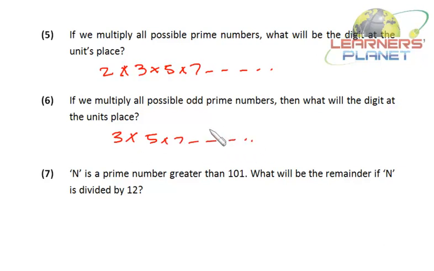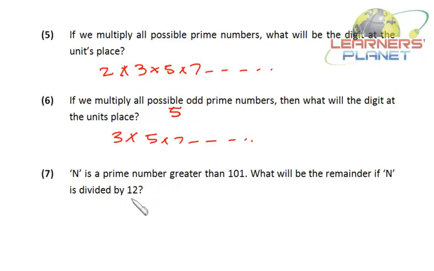Definitely, friends, in the entire sequence, all the prime numbers will definitely be odd numbers, and if we multiply any odd number by 5, we'll be getting 5 at the units place. So no need to worry much about it and no need to multiply the bigger numbers to 5. Okay, so we'll be getting 5 at the units place.